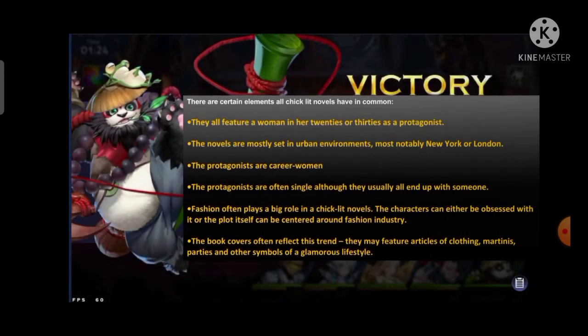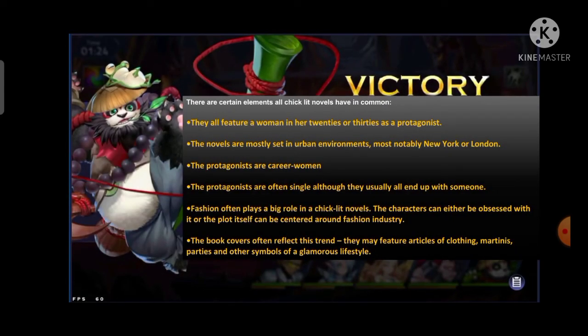And the next is the certain elements that chicklit novels have in common. So they all feature a woman in her 20s or 30s as a protagonist. And also the novels are mostly set in urban environments, most notably in New York or London. The protagonists are career women. Like what I've said, the protagonists are women. The protagonists also are often single, although they usually end up with someone.